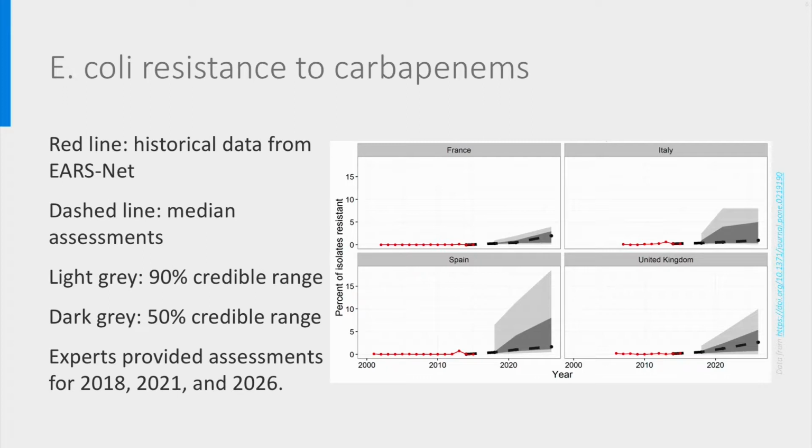Here, the dashed line is based on the median estimate. The dark gray shows the 50% credible range, and the light gray shows the 90% credible range. The experts expect E. coli resistance to carbapenems to appear soon and slowly creep up from 2018 through 2026.